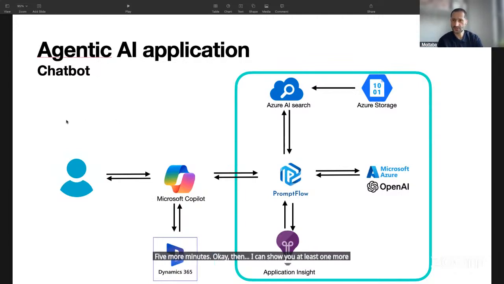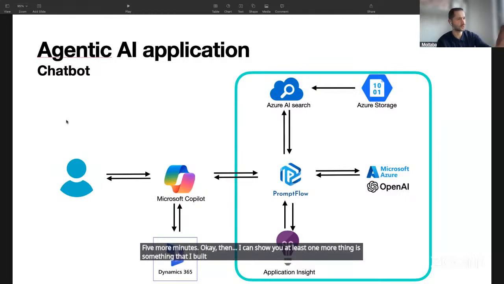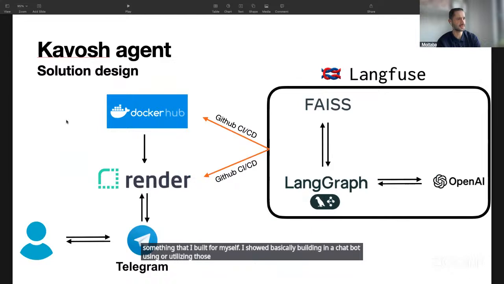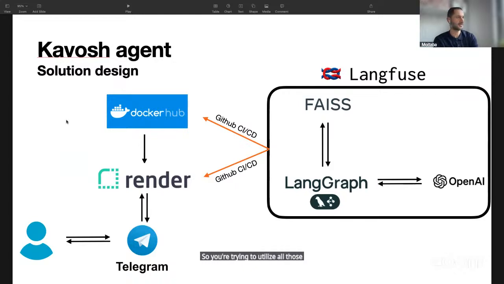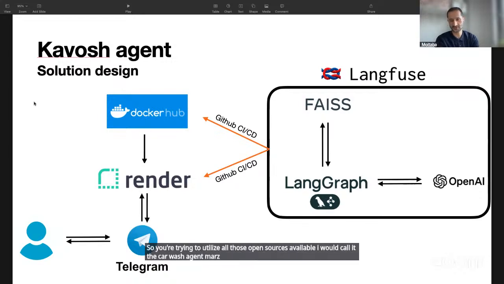Then I can show you at least one more thing. It's something that I built for myself. I showed you building a chatbot utilizing those cloud providers. But when I build something for myself, it's a bit of a low budget one, so I try to utilize all the open source tools available. I would call it the Kavosh agent. Marzi knows Kavosh is a Persian word for search.